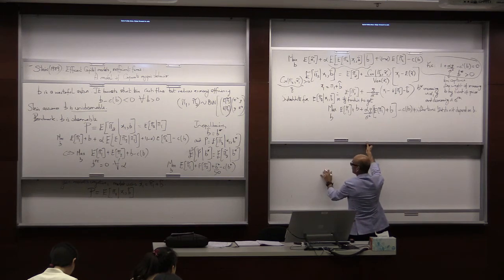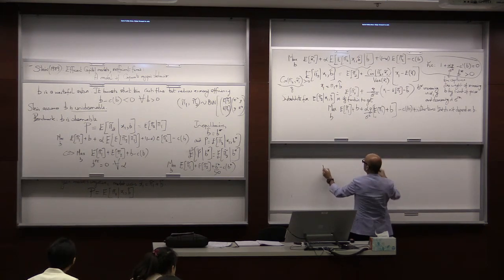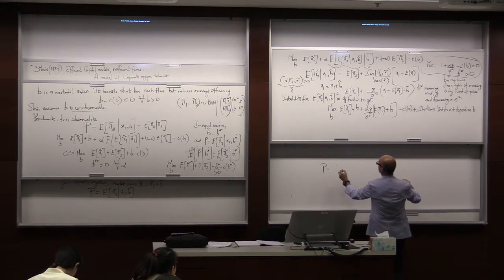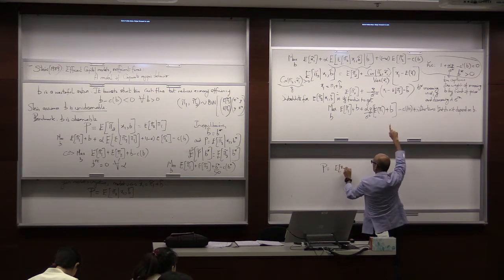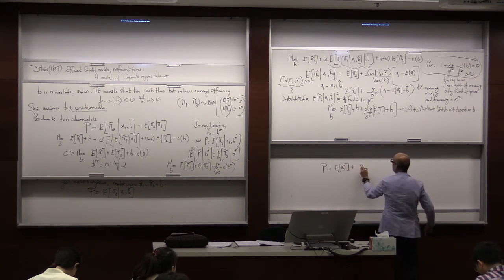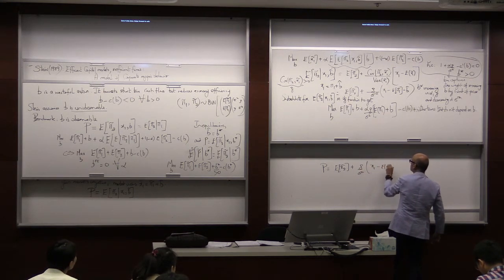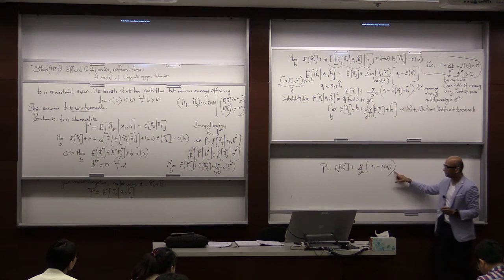Let me rewrite it. Yeah, it's here. So P is essentially, the market is pricing the firm as follows. So P is, where did I write this? E of pi 2 plus rho over sigma squared, x1 minus E of x1. So that's the market. Market is pricing the firm.